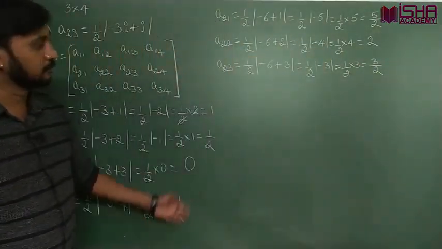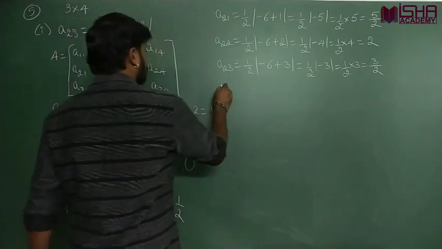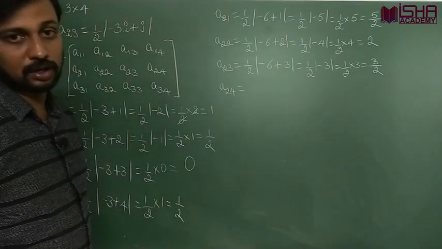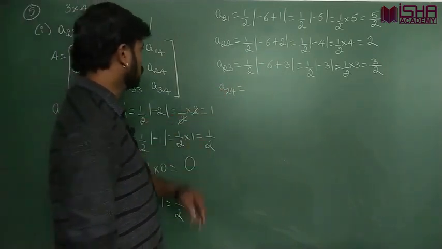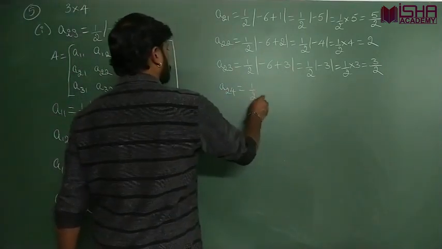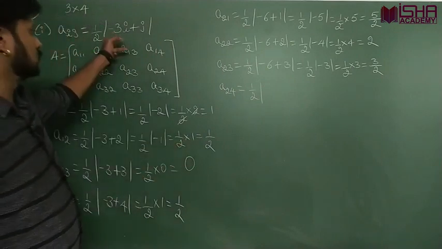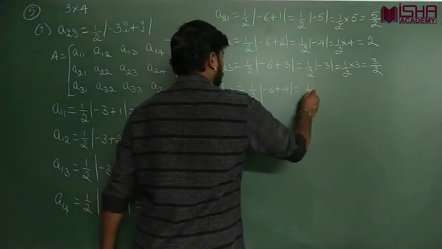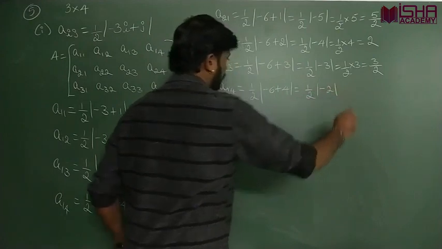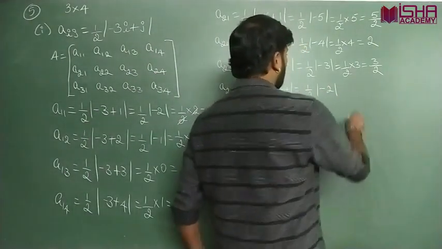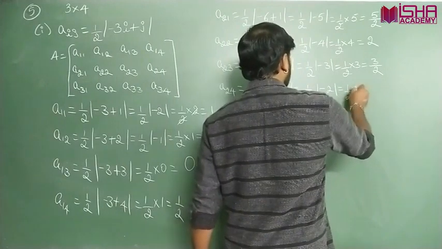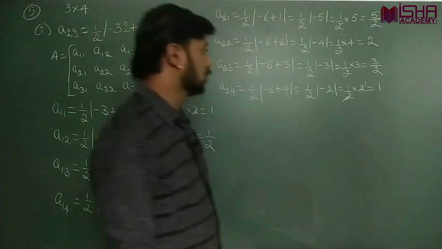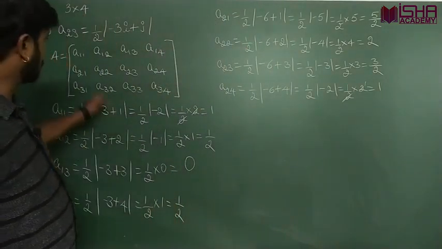Is it clear? And what is the last element in the second row? A24. So what will A24 be? 1 by 2 into minus 3 into 2, minus 6 plus 4. What is minus 6 plus 4? Yes, minus 2, and modulus of minus 2 is plus 2. So 2 1s are 2, it cancels, so the answer is 1. Okay, the second row is done.